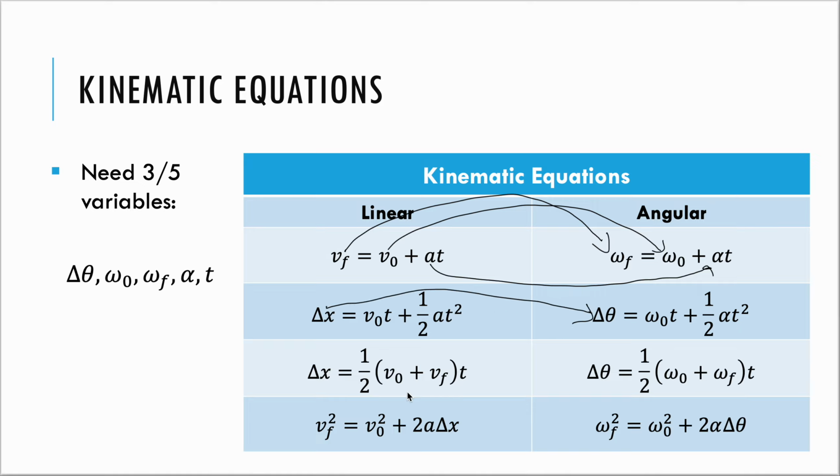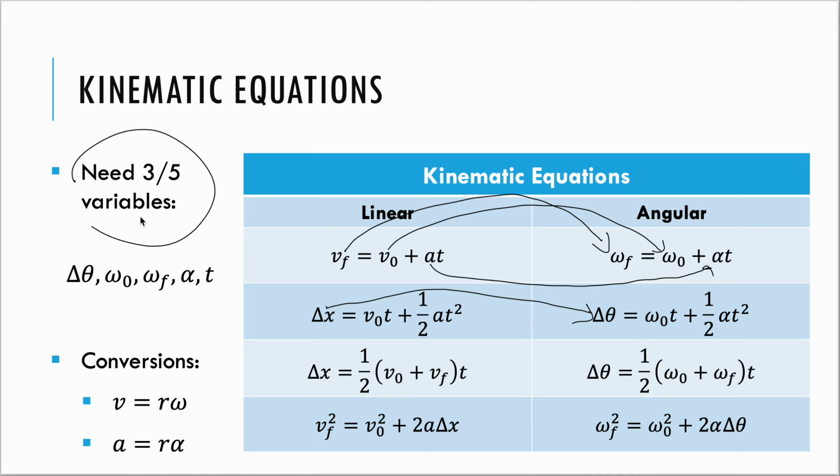Sometimes when you are solving problems, you are not given all linear quantities or all angular quantities, and you have to convert from one to the other. To do that, you're going to use these 2 conversion equations, v equals r omega and a equals r alpha. This allows you to convert a linear quantity to an angular one and vice versa, so that you can get the 3 out of 5 variables that you need in order to solve a problem.